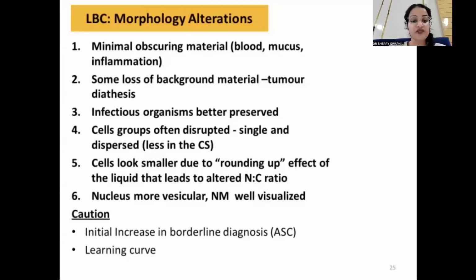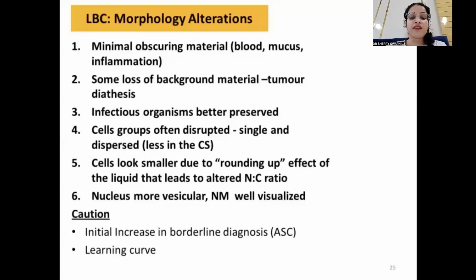Infectious organisms are better preserved. Cell groups are often disrupted, single and dispersed, whereas in conventional smear, they are in chunks or could be arranged in sheets. An important effect that we have to see in LBC is that the cell looks smaller due to the rounding up effect of the liquid, which leads to an altered NC ratio.